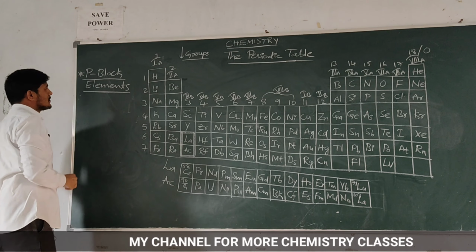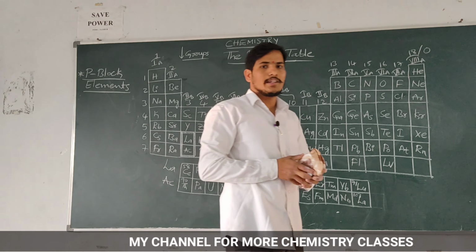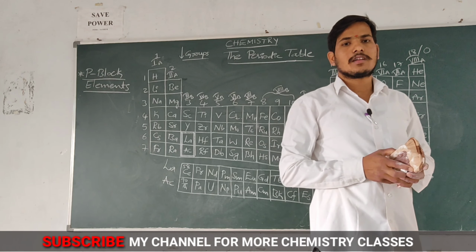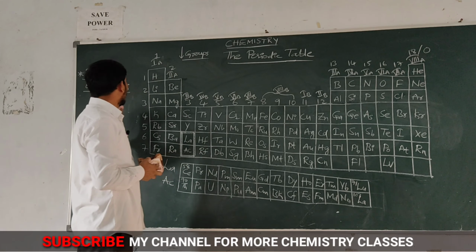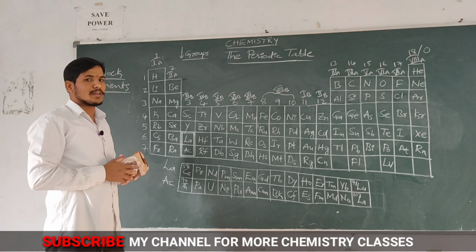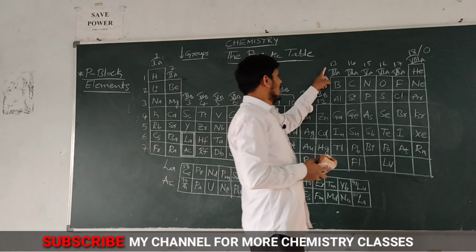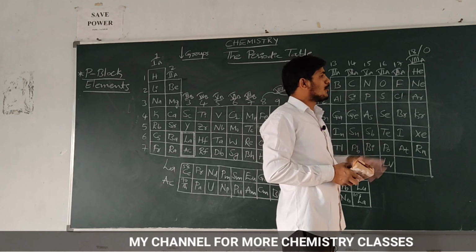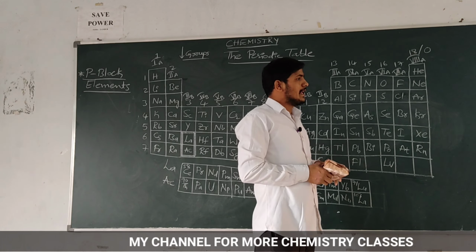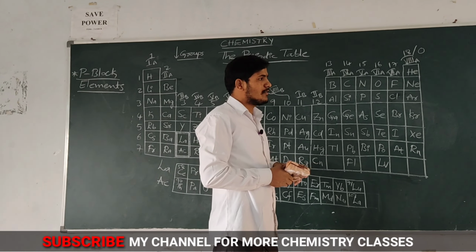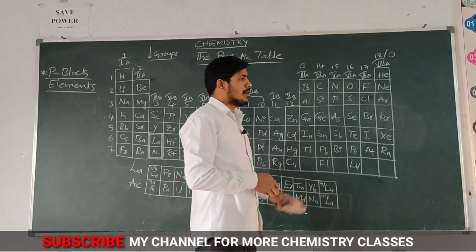P block elements. P block elements means the differentiating electron enters into the p orbital. In the periodic table, the 13th group to 18th group elements, when we write the electronic configuration of different types of elements, the differentiating electron enters into the p orbital. So that's why these are called p block elements.